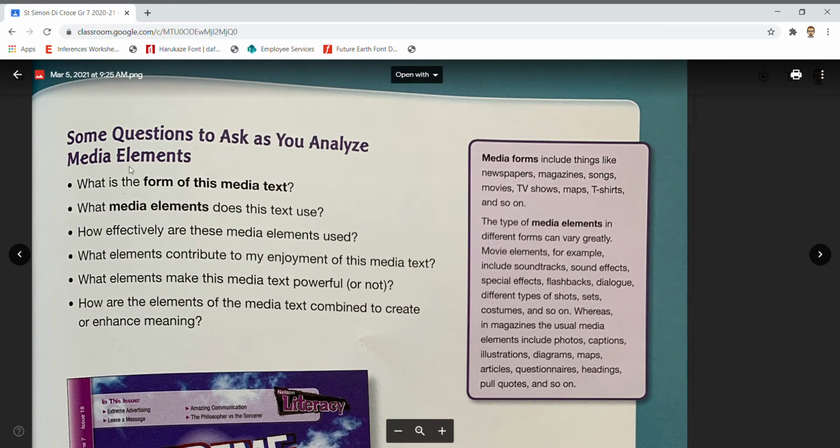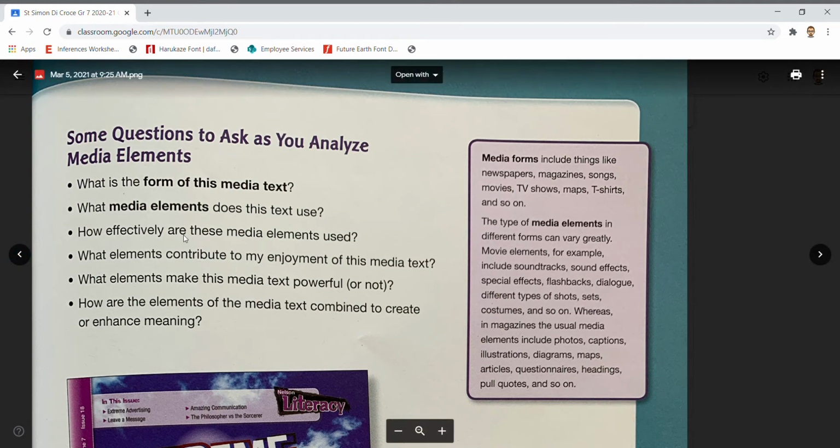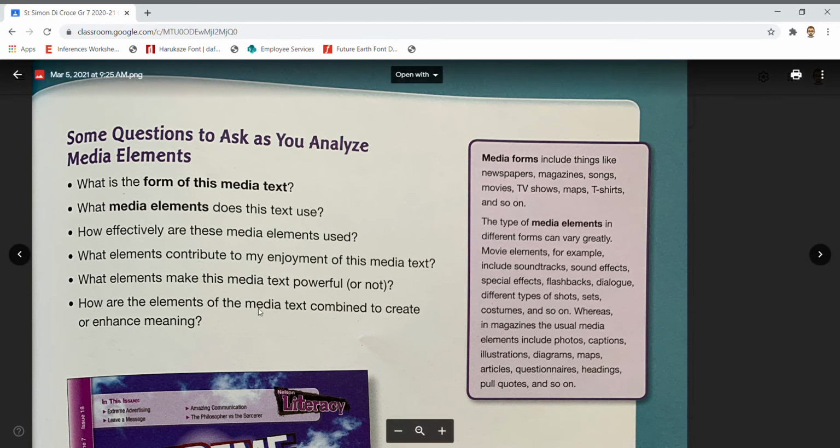Some questions to ask as you analyze media elements. What is the form of this media text? Okay, it could be, for example, in a magazine or on a billboard. What media elements does this text use? Okay, it could be fonts, graphics, colors, that sort of thing that we saw on the previous page. How effectively are these media elements used? What elements contribute to my enjoyment of this media text? What elements make this text powerful or not as powerful? How are the elements of the media text combined to create or enhance meaning?